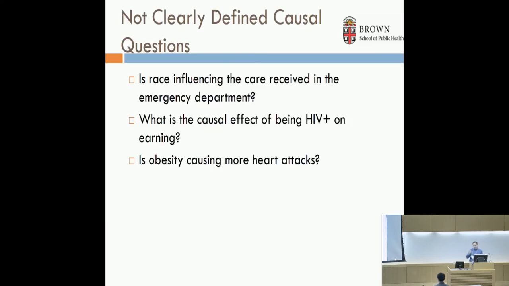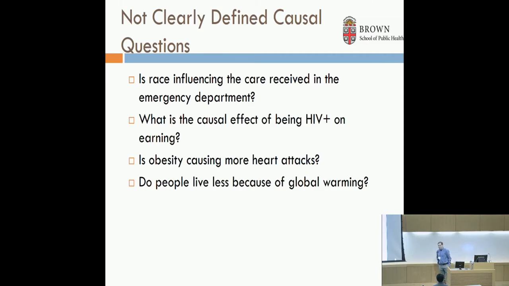So what happens is that if you don't think about it this way, then there are a bunch of things that people try to define as a causal question, which is very hard. For example: do people who are HIV positive earn less? Well, it's very hard to even think about a hypothetical intervention where I can remove someone being HIV positive, or make someone HIV positive. This is a very, very hard question. Same thing if I ask whether race is influencing the care someone is receiving, because I can't remove someone's race or give them their race back. It's a very, very hard thing to do.